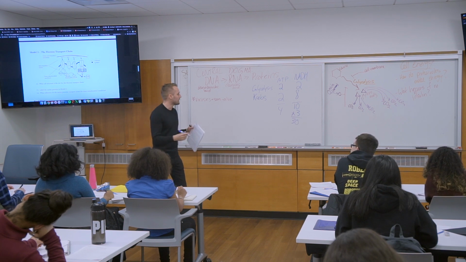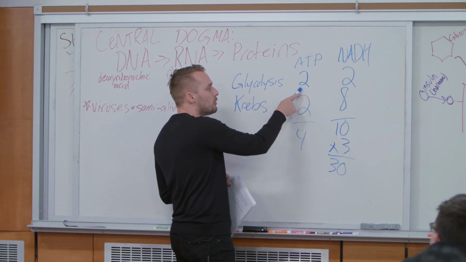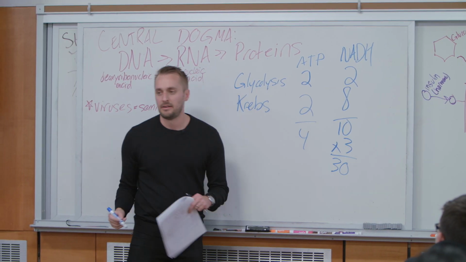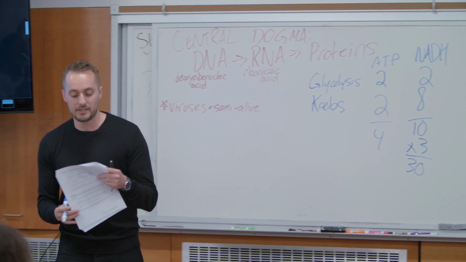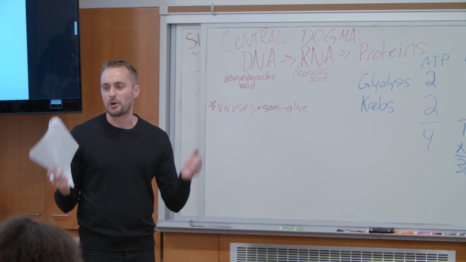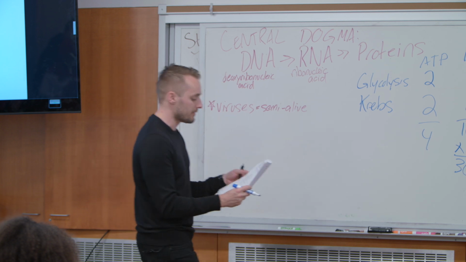Whoa, that's a lot more. Think about glycolysis only gave me 2 ATPs, right? But if I'm using oxygen and I have a mitochondria, think about how much more ATP I can make, how much more energy I can use.